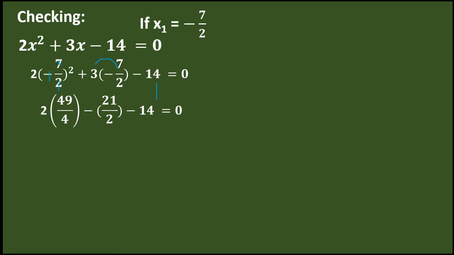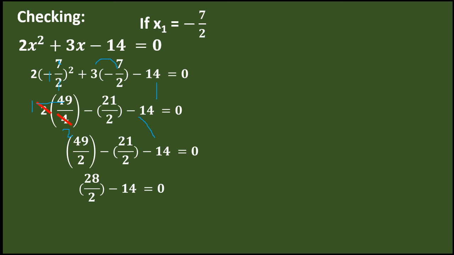After that, all you have to do is multiply 2 to 49, or you can do the cancellation. How many 2 do we have in 2? We have 1. How many 2 do we have in 4? We have 2. So 1 times 49, it's 49 divided by 2, or 49 over 2. Bring down negative 21 over 2. Bring down negative 14.